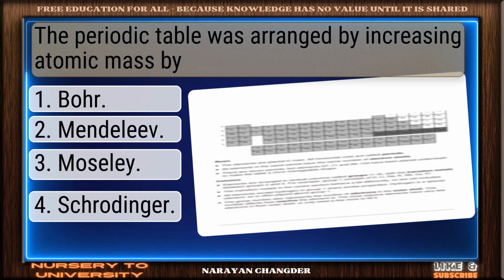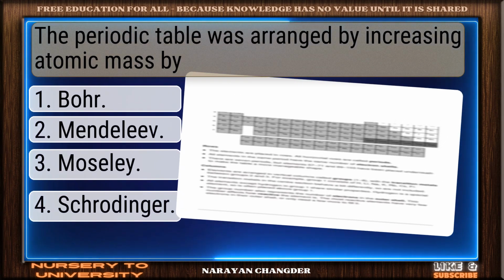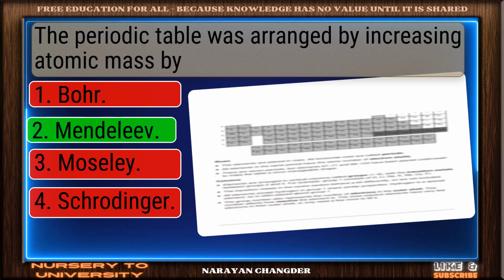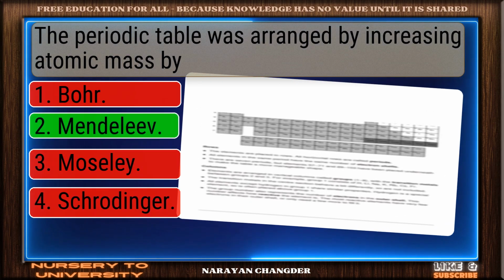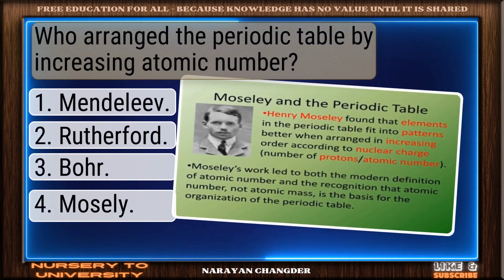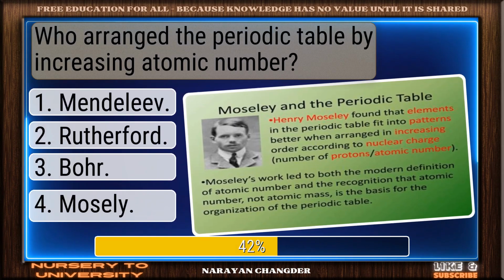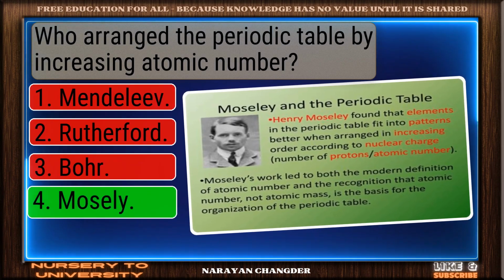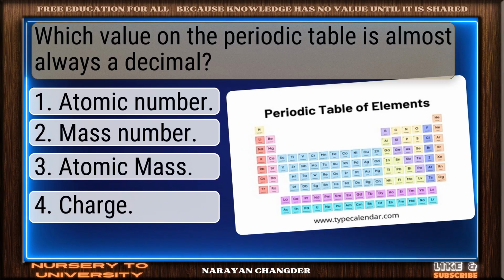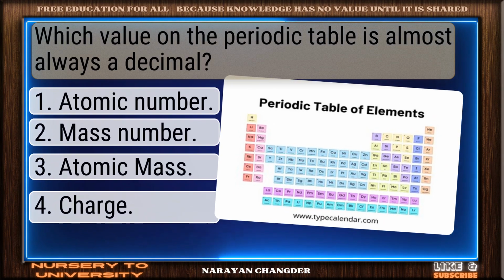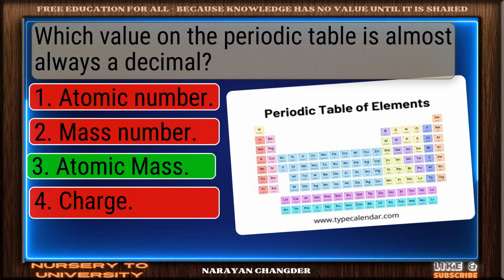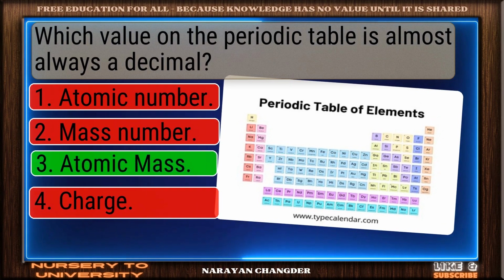The periodic table was arranged by increasing atomic mass by... Nice work. You chose Mendeleev and it is correct. Who arranged the periodic table by increasing atomic number? Solid response. Mostly is a valid choice. Which value on the periodic table is almost always a decimal? Great thinking. Atomic mass is the right choice.